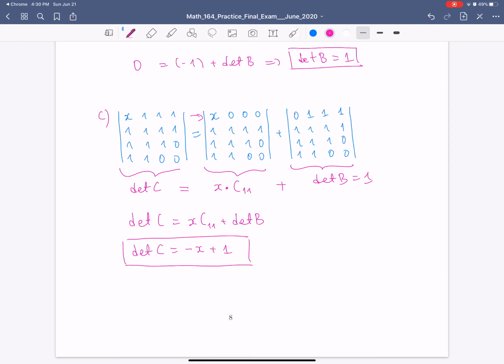You could, of course, solve this using row reduction, elimination, or expansion, if you like. So multiple ways of doing the same. Of course, if you want to do elimination on this matrix, I suggest switching these two rows so that you can be eliminating with a 1 rather than an x, then carrying out elimination, you should get to the same answer.